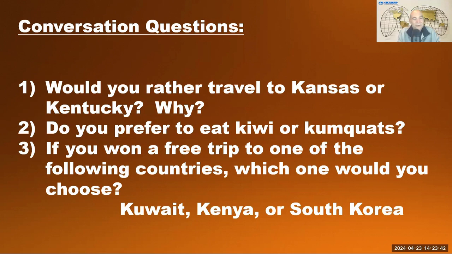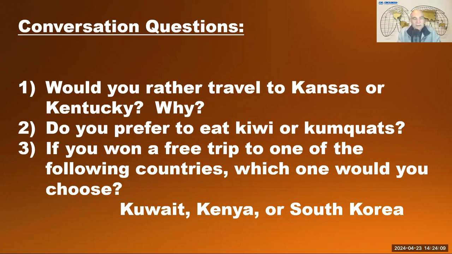All right. Now, number two, do you prefer to eat kiwi or kumquats? Now, another way I could ask this question, I could ask, would you rather eat kiwi or kumquats? What is your preference? Would you rather eat kiwi or kumquats?